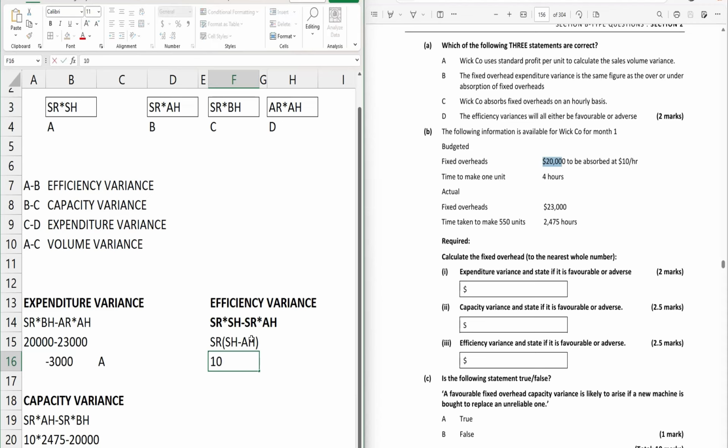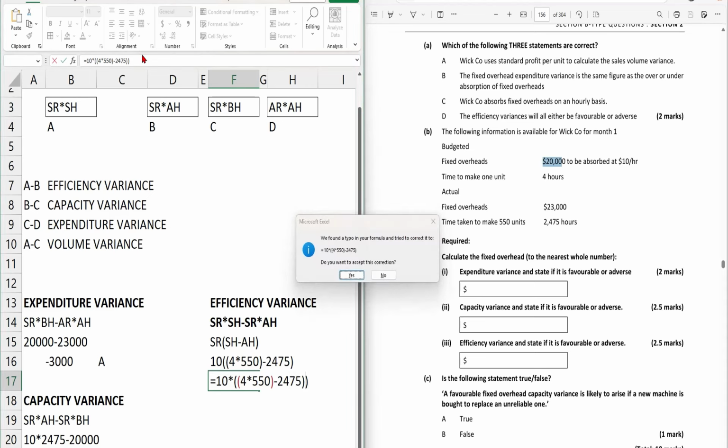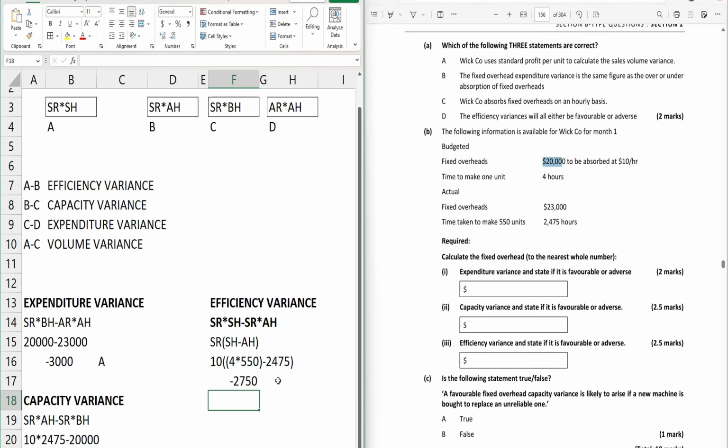So your SR is 10. No doubt, we have used this figure previously as well. So now your SH, the budgeted hour to produce 1 unit, in the question it's given 4. And this is multiplied by the actual units you produced, which is again given, 550 actual units. Now subtract it by the actual hours, which are already given in the question. That's your 2475. Alright. Let me calculate first, then I will explain what this variance says. Now it's a negative one, that's why it's adverse.